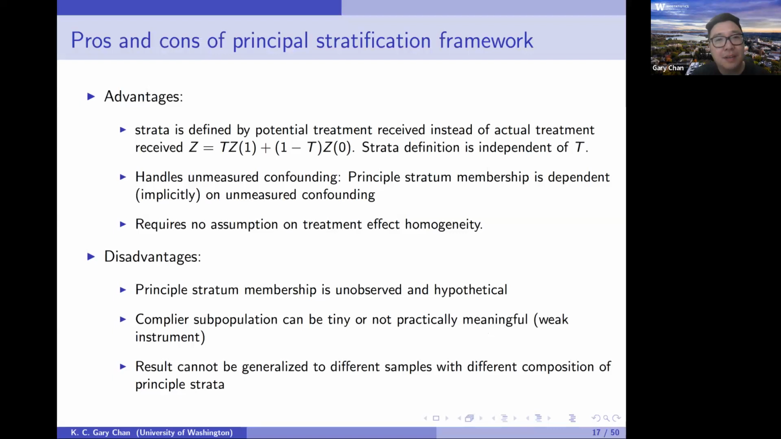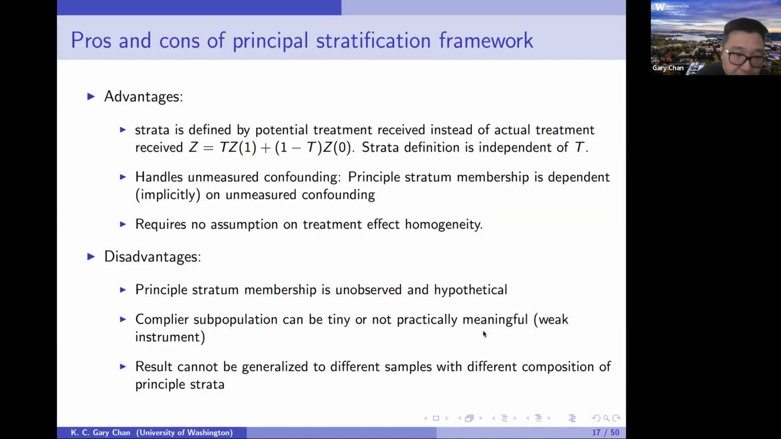So what are the pros and cons of this framework? There are certain advantages. For example, the strata are defined by the potential treatment received instead of the actual treatment received, and the strata definition is independent of the assignments. I think this is the nicest thing, because you can actually make use of randomization. Whether you are a complier, an always taker, or a never taker is independent of the treatment assignment. It handles unmeasured confounding in a certain way, because principal strata membership depends implicitly on unmeasured confounders. And it requires no assumptions on treatment effect homogeneity, which some other methods require.